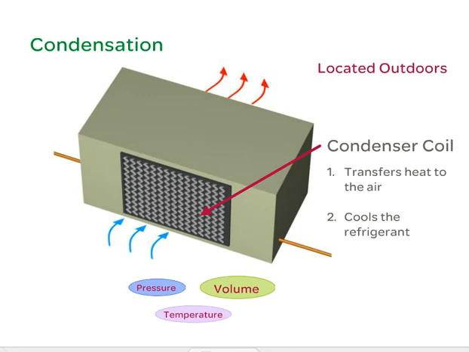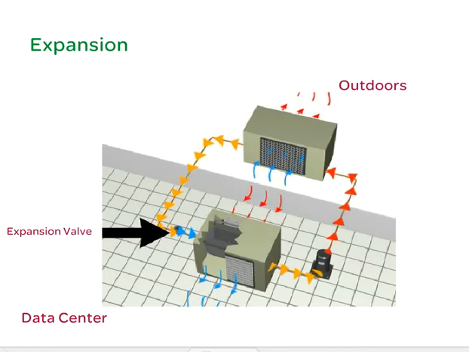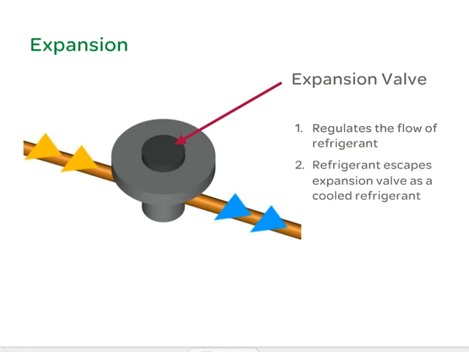In the next stage, the expansion stage, the refrigerant exits the condenser coil as a high-pressured liquid, although at a lower temperature. The refrigerant then passes through an expansion valve, which has two key functions that are critical to the refrigeration cycle. It precisely regulates the flow of high-pressure refrigerant at a rate that maintains an optimal difference in pressure to ensure efficient cooling. Secondly, the refrigerant escapes the expansion valve as a cooled refrigerant.